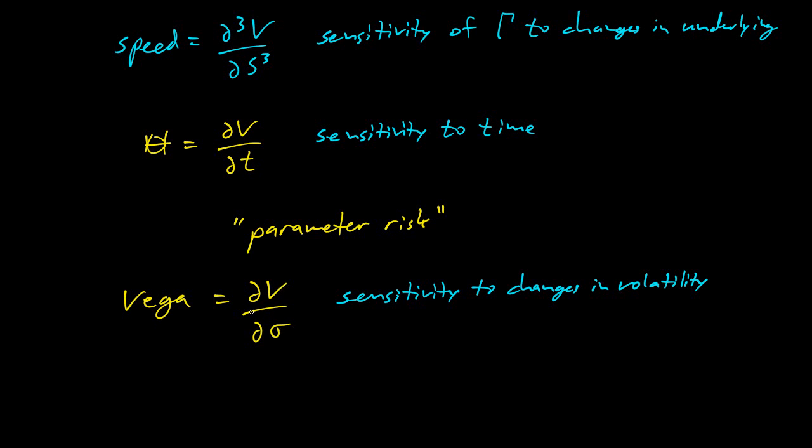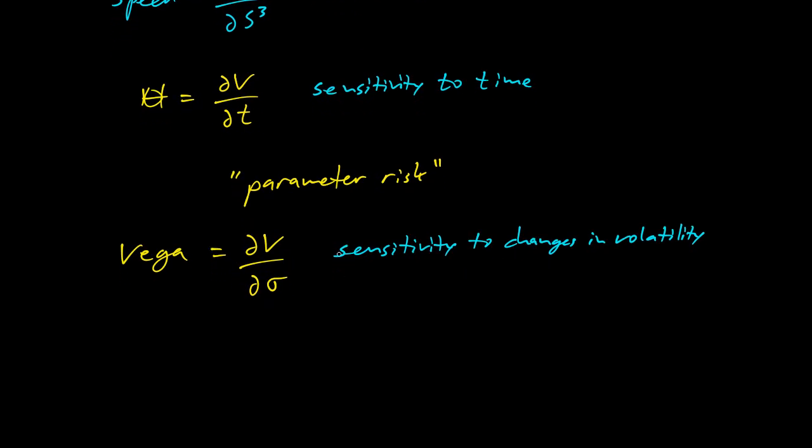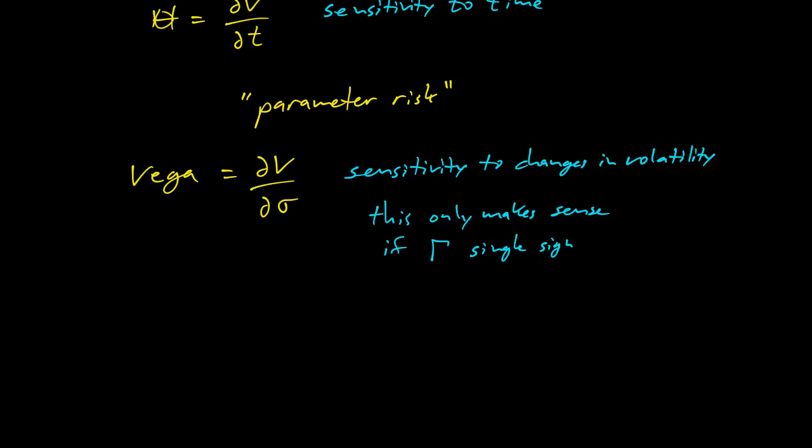And so by plotting out vega, we can see how much risk we have for using the wrong volatility in our calculations. And you might think that if you make vega smaller, there's less risk of misestimating volatility. But there's a little bit of a danger here. One little caveat is this only makes sense if gamma has a single sign, so all positive or all negative. If gamma changes sign, then vega starts not having an understandable interpretation. It stops being useful.